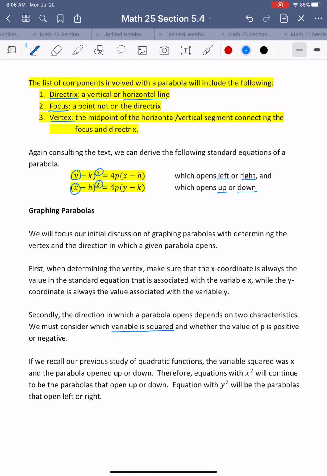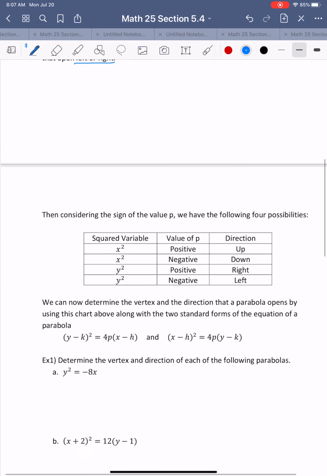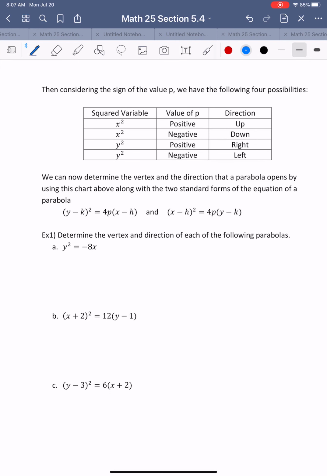If we recall our previously studied quadratic function, the squared variable was x and the parabola opens up or down. Therefore, an equation with x squared continues to be a parabola that opens up or down. For an equation with y squared, the parabola always opens left or right. So it's the same as what we had before. Then, considering the sign of the value p, we have the following four possibilities.